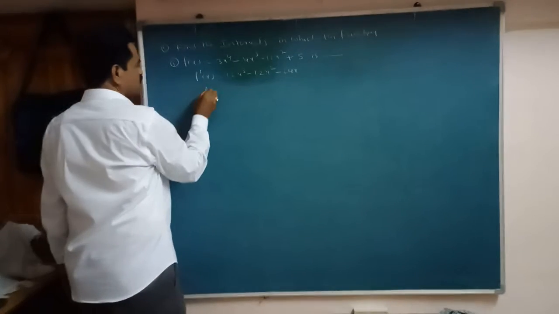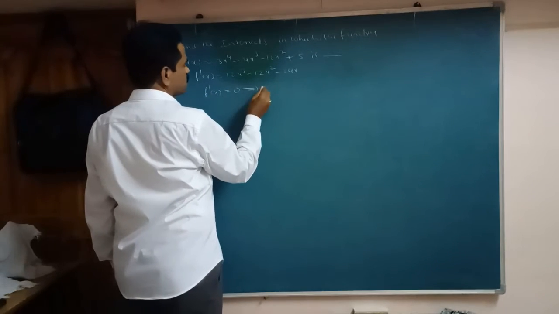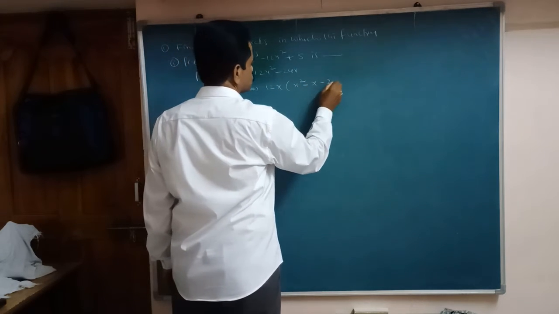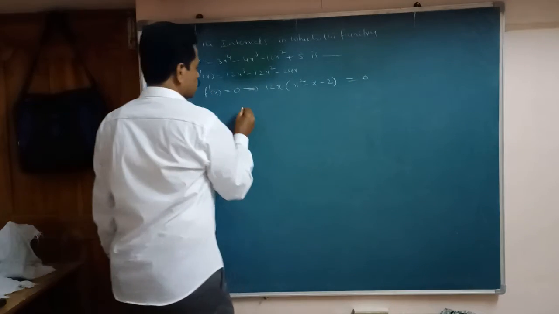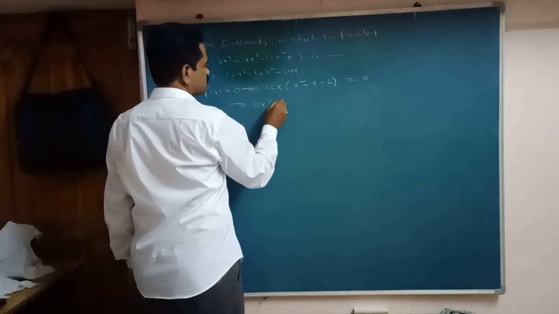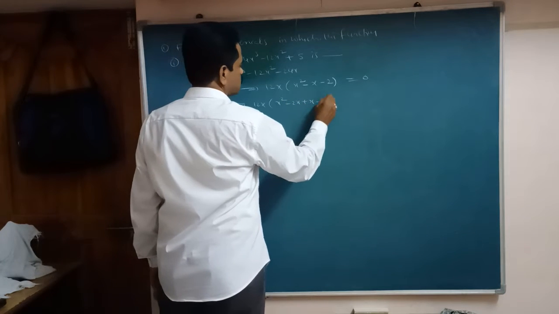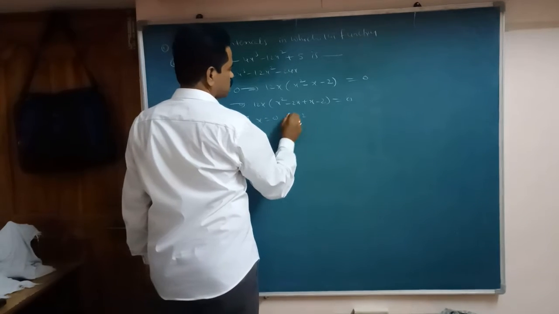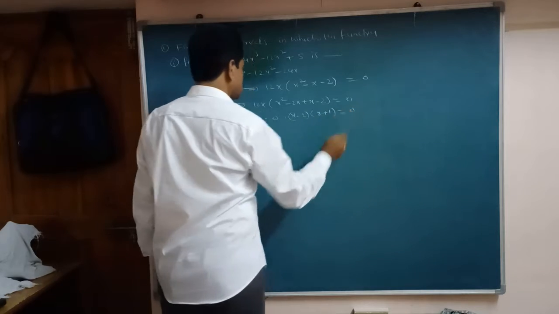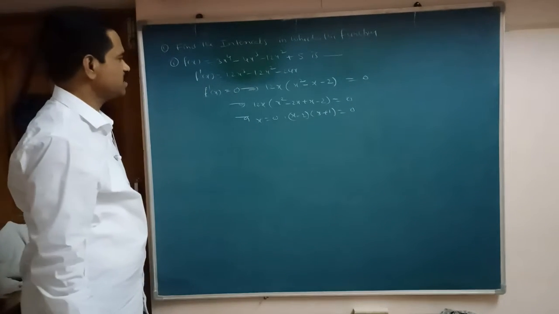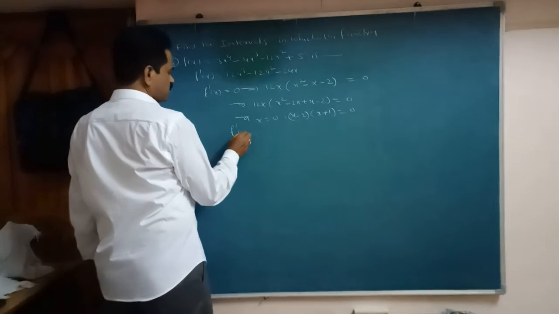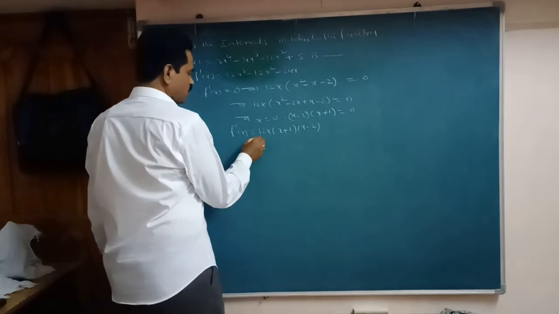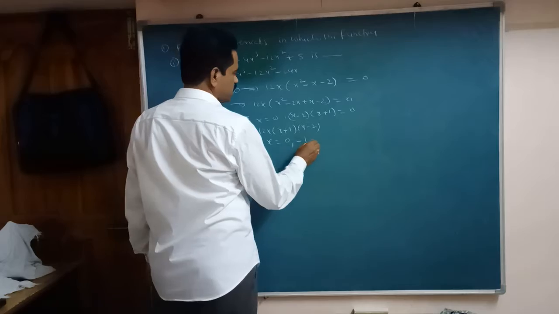Next step: f'(x) = 0. What is common? 12x is common, so that is x² − x − 2 = 0. What are the factors here? 12x(x² − 2x + x − 2) = 0. So x = 0, and (x − 2)(x + 1) = 0. So f'(x) is 12x(x + 1)(x − 2). What are the critical points here? 0, −1, 2.